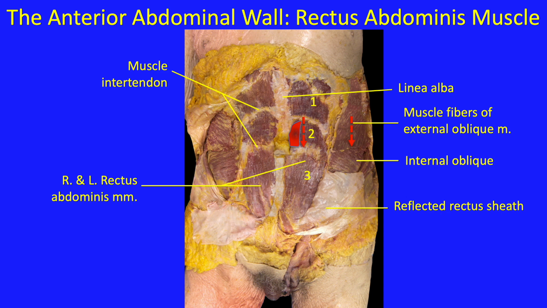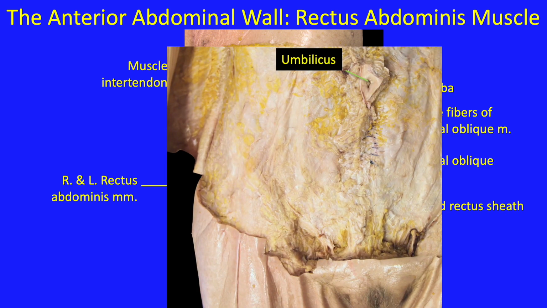An important clinical note to remember is that no major nerve or vessel crosses the midline of the anterior abdominal wall. Hence, the linea alba is frequently used as a site for surgical incisions. I remind you of a previous cadaver where the suture line followed the linea alba.